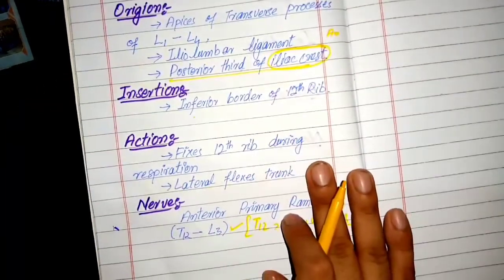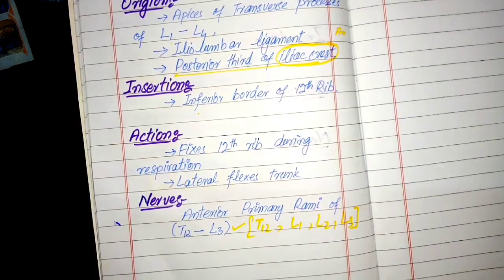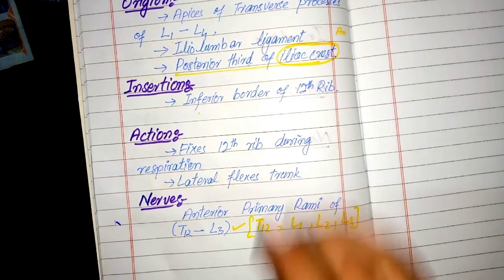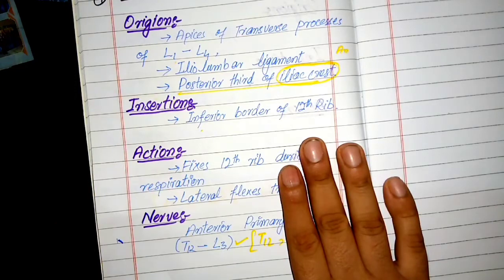So this was all about the abdominal muscles. We talked about their naming, their nerve supply, their function, and their attachments.